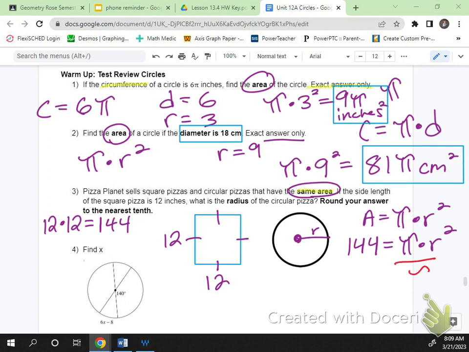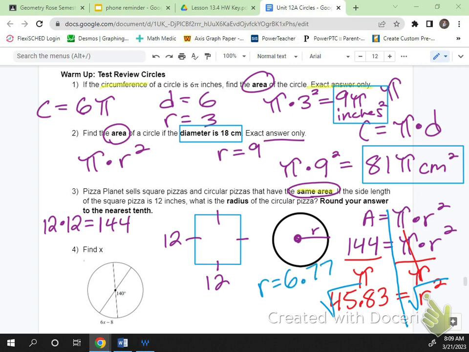Divide both sides by pi. Grab your calculators. 144 divided by pi. It's not a pretty decimal, but that's okay. How do I undo r squared? I want 1r. We're going to square root both sides. Square root, square root. See our algebra moves? So now I'm going to square root that answer. And we get r is about 6.77. It says round to the nearest tenth. So r is about 6.8.